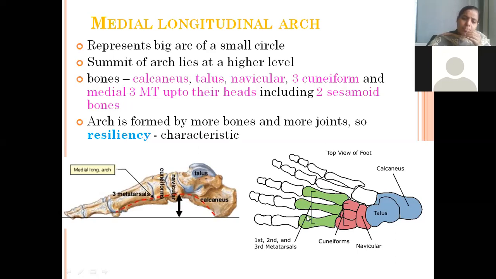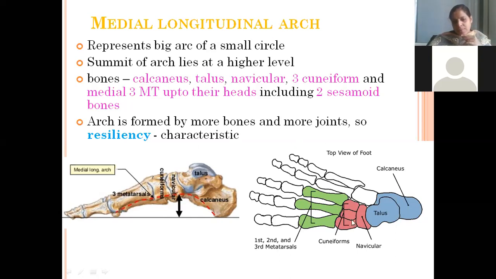Sometimes with these metatarsal bones we may have sesamoid bones, not always. That's why I say including them, if at all they are there. Basically with the great toe, the big toe, we usually find two sesamoid bones. In case they are there, they are also taking part in the formation of the medial longitudinal arch.